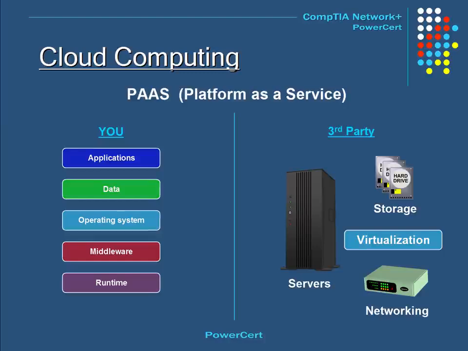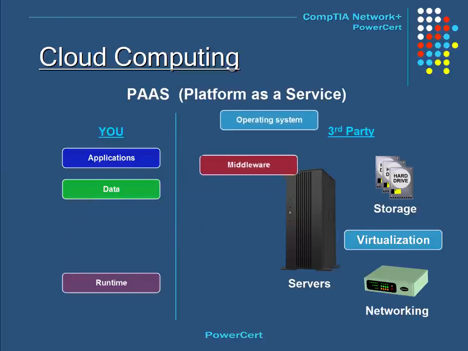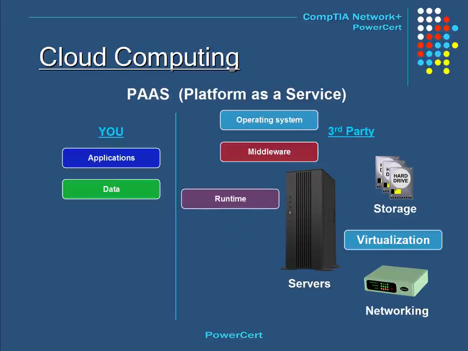And the next one is called Platform as a Service. PaaS, like IaaS, allows the third party to manage a portion of your business, but the third party has more control. In a PaaS, the third-party vendor not only manages the hardware, such as servers, storage, and networking, but they also manage the operating system, middleware, and runtime. You are only responsible for the applications and the data. A good example of a PaaS would be Microsoft Azure, which is a cloud computing platform from Microsoft.